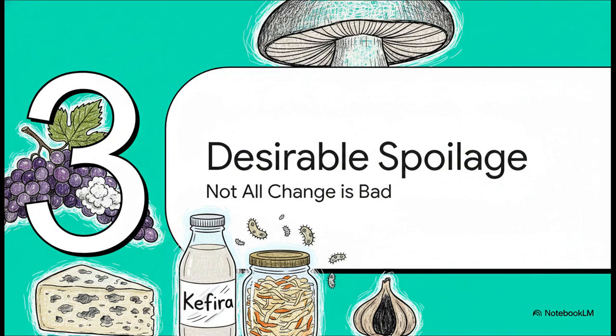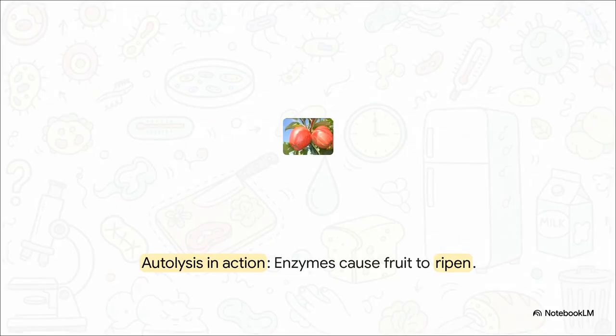Sometimes we actually want our food to spoil. We figured out how to control these very same natural processes to create some of our absolute favorite foods. See? Not all change is bad. Think about it. That very same enzymatic process, autolysis, that will eventually make a banana go brown and mushy, is exactly what we rely on to get a perfectly ripe, juicy, flavorful apple. It's a controlled change that we actually find delicious.